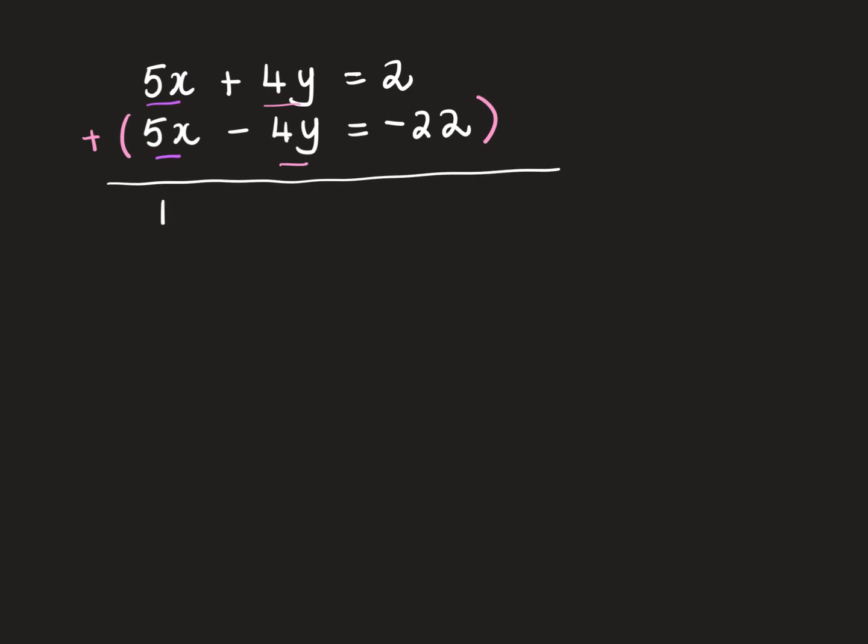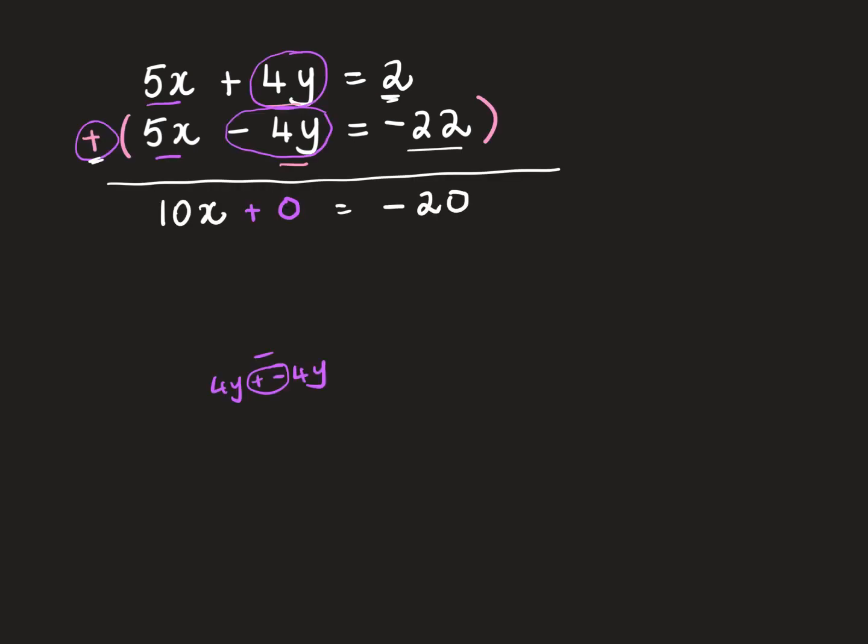I have 5x plus 5x is 10x, and I have 4y plus -4y, that is the same as 4y minus 4y, which is 0, is equal to 2 plus -22, which gives me -20. I can solve this equation now. 10x equals -20, divide by 10, x equals -2.